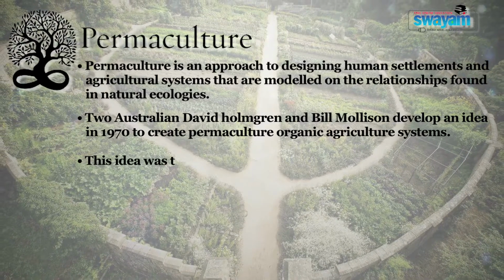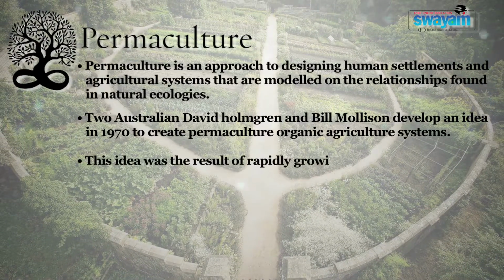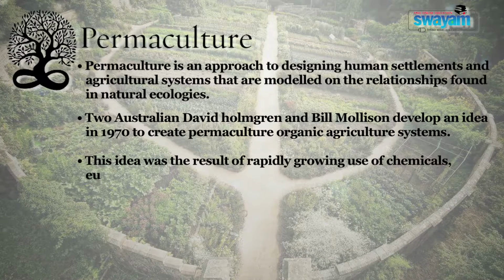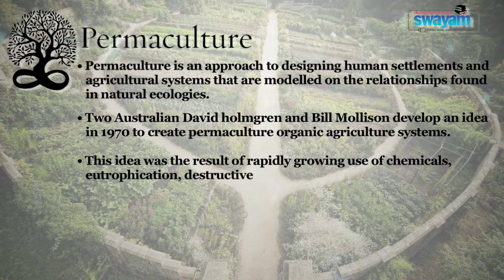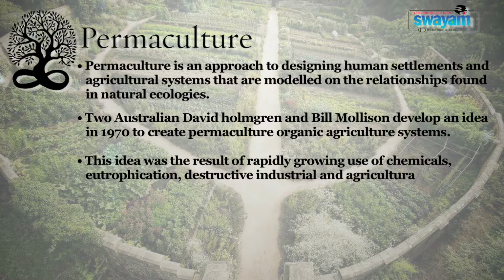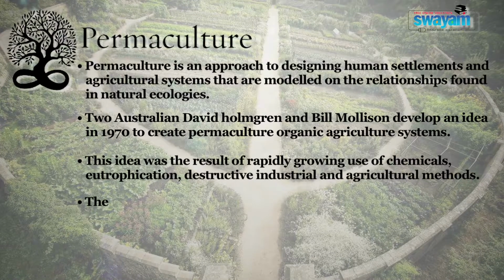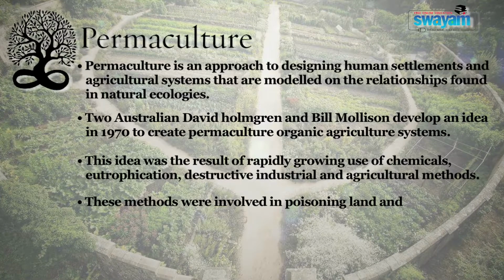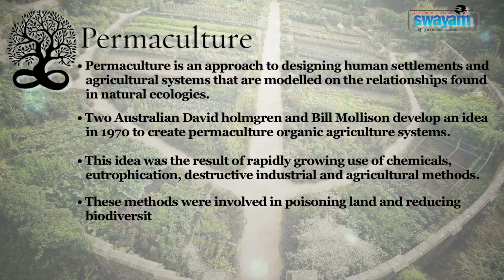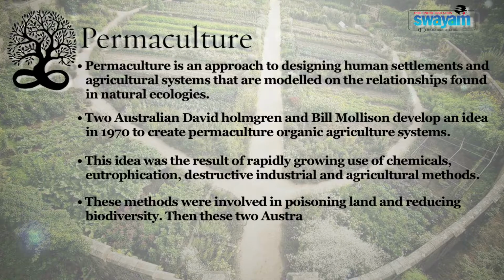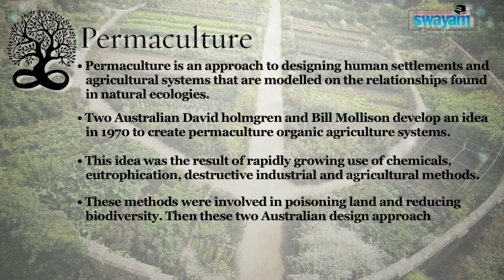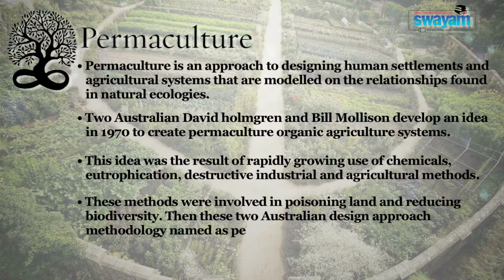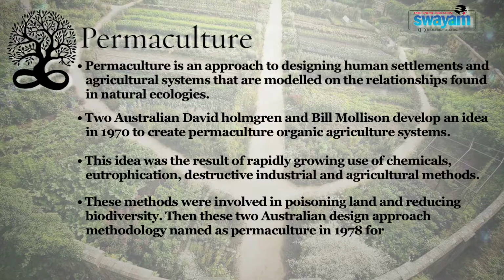This idea was built as a result of the rapidly growing use of chemicals and pesticides, eutrophication taking place, and destructive industrial and agricultural methods. These methods were involved in poisoning land and reducing biodiversity. Then these two Australian scientists designed a methodology named permaculture in 1978 for organic farming.